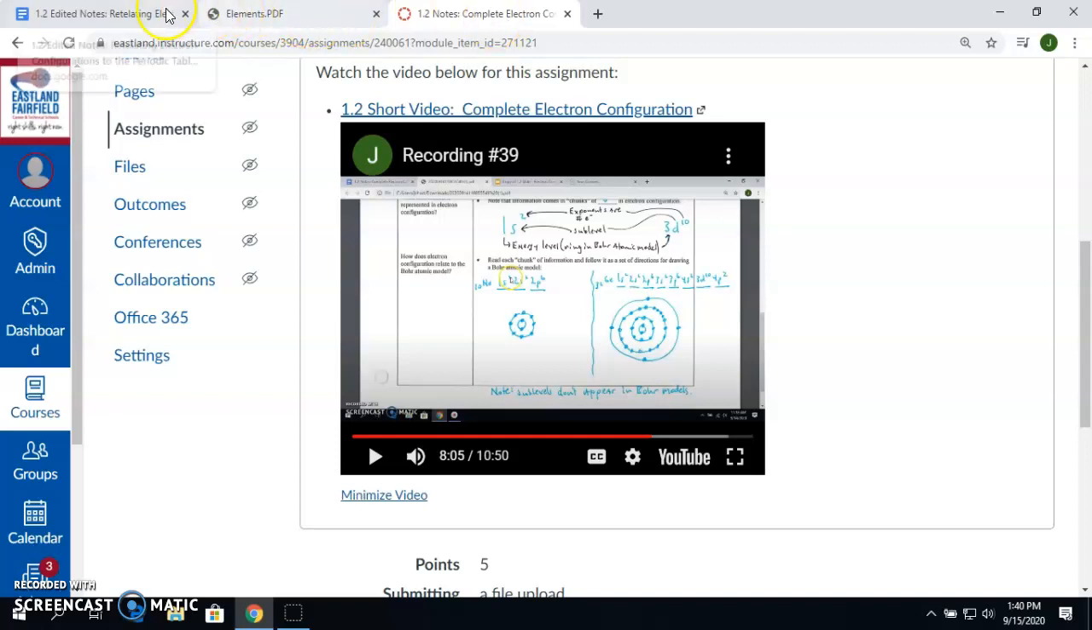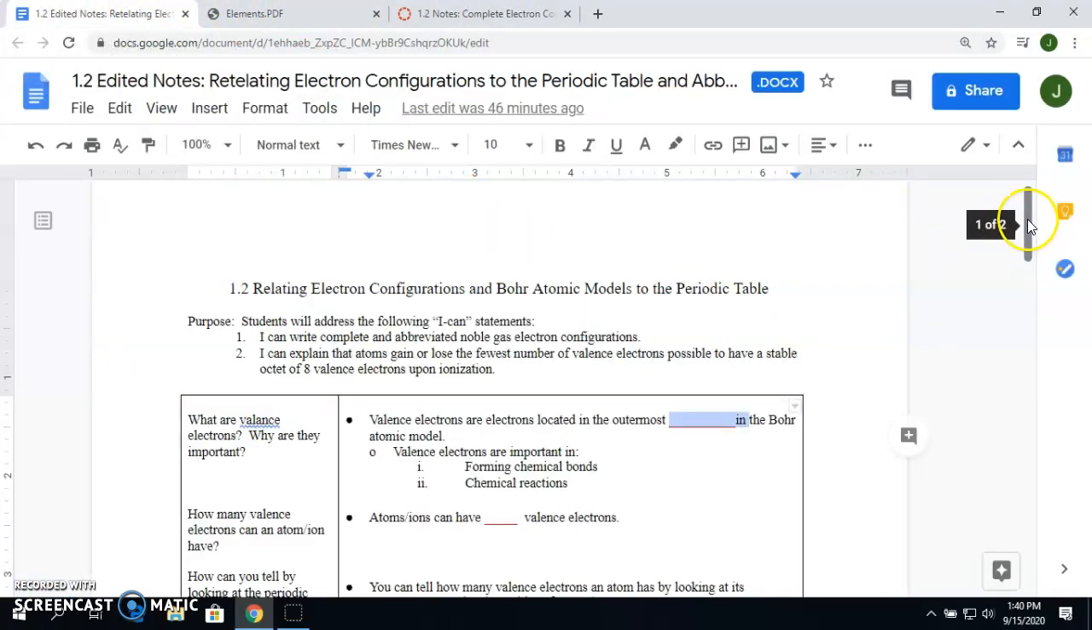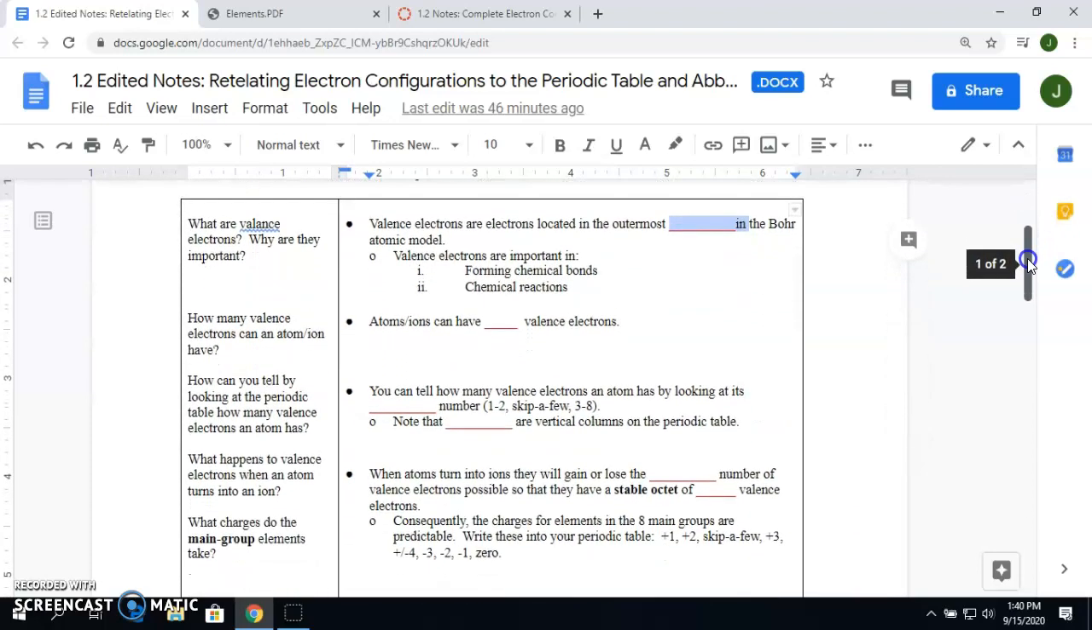To start out with, we have to get a better understanding of what the term valence electron means, what valence electrons are and why they're important. So valence electrons are the electrons that are located in the outermost energy level in the Bohr atomic model. That would be the ring in the Bohr atomic model that's the biggest ring. It's farthest from the center. So again, valence electrons are located farthest from the nucleus.